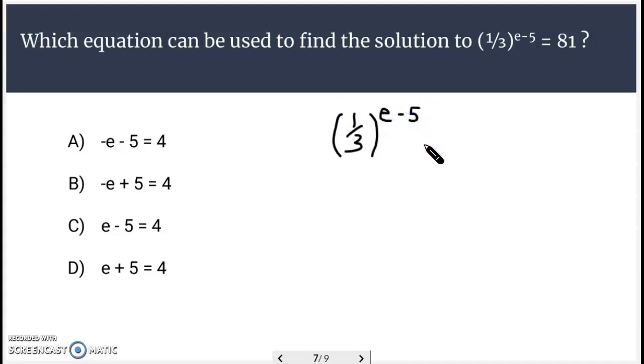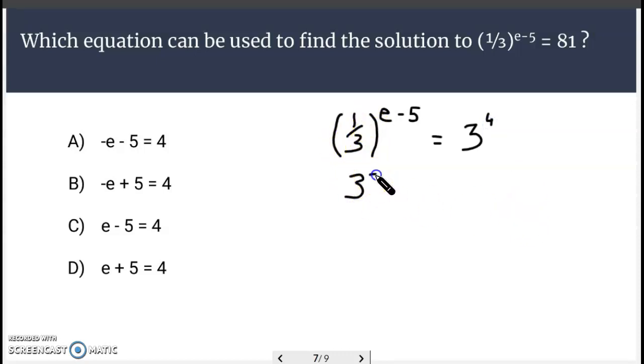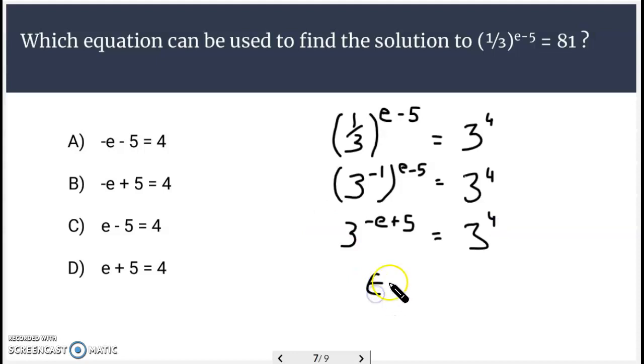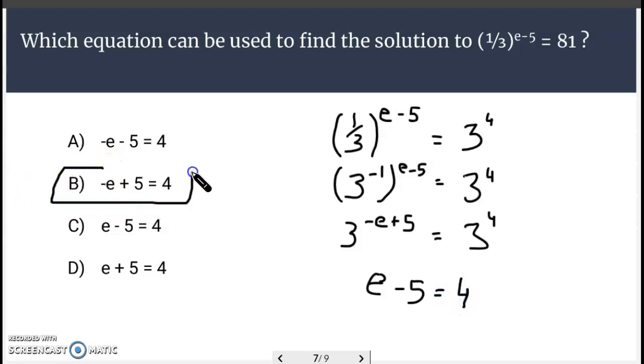All right, so 1/3 to the power of x minus 5 equals 81. 81 can be written as 3 to the 4th. All right, so what we want to do is get the bases the same. Now 1/3 can be rewritten as 3 to the negative 1. And then the power of a power I can rewrite like this, 3 to the power of negative x plus 5. And when your bases are the same, like they are here, you can just sort of ignore the bases, and then we have the equation negative x plus 5 equals 4, and that would match letter B here.